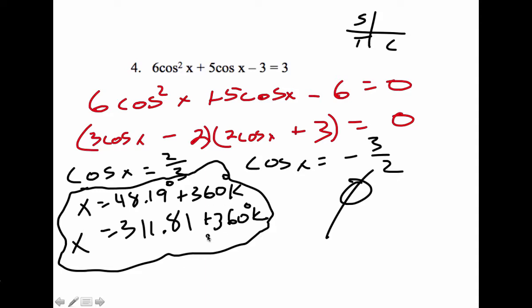And then we have to circle around. So if you have cosine squared and cosine, sine squared and sine, and then another value, tangent squared and tangent, you're probably going to be factoring.